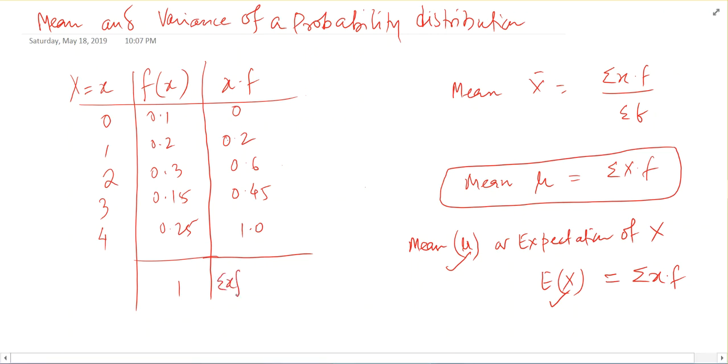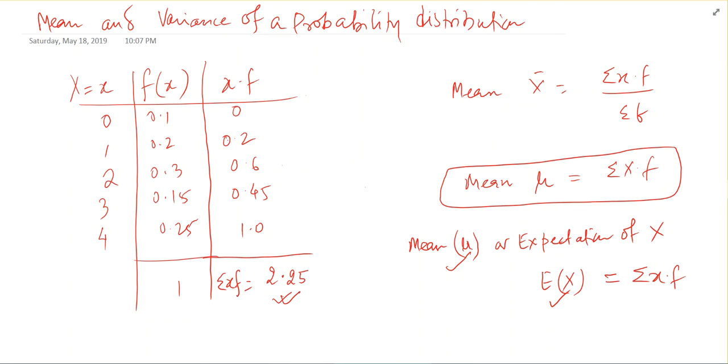Sigma xf is equal to 5, 2 and 6, that is 8 and 4, 12, 2.25. So 2.25 is the expected value. 2.25 is the expected value. See, it's not 2. Yes, it is statistics. Yes, it has limitations. And yes, you have a valid question right now in your mind, that 2.25 is not a possible value.